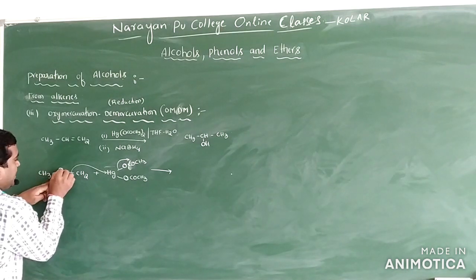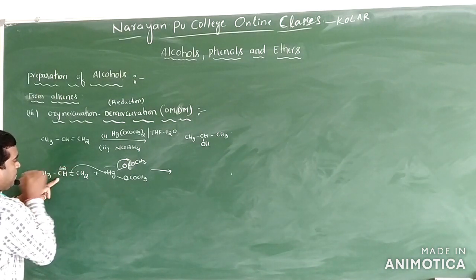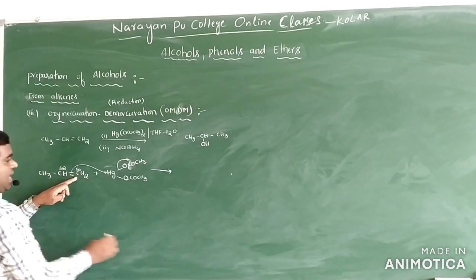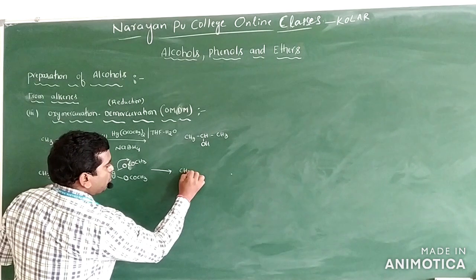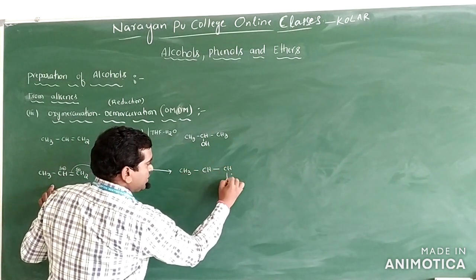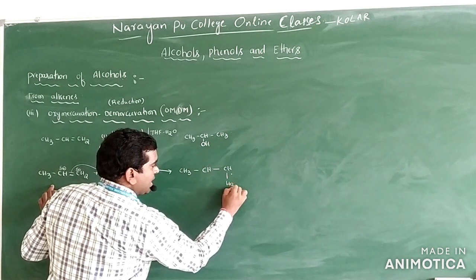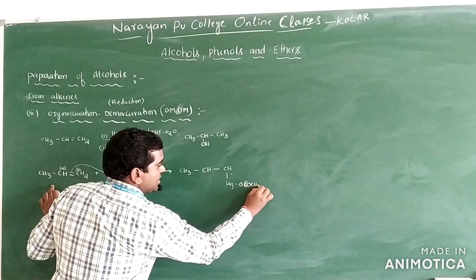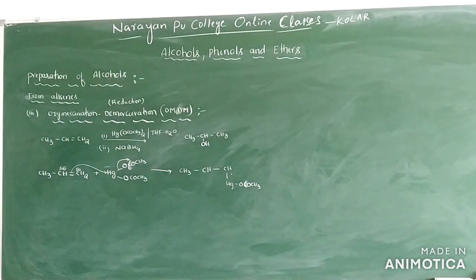And you will get a partial double bond, here a partial positive charge, and here a partial negative charge, and it will be added. Then we see how you have to write it. Here CH and here CH, to this will be added mercury, and here OCOCH3.